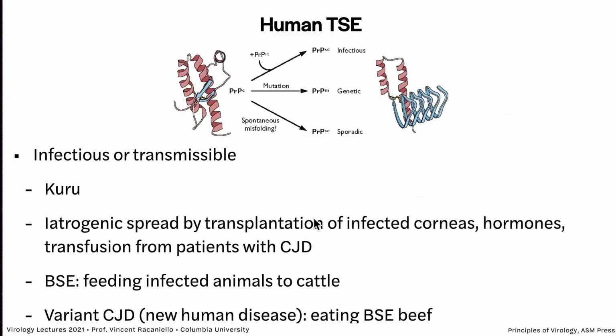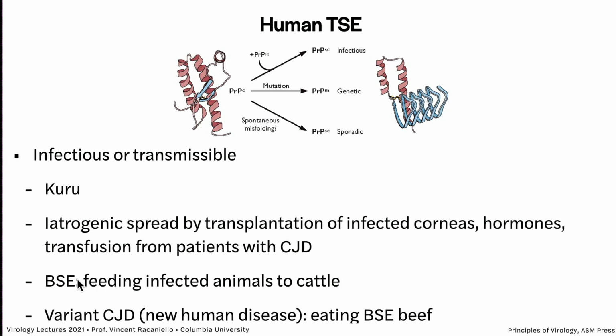There are a couple of different kinds of human infectious TSEs. There's kuru, which I'll tell you about in a moment. There's infection of people by the transplantation of corneas, hormones, or transfusion of blood from patients who had CJD. We didn't know it because they had no symptoms. Cornea transplants, production of hormones from humans, all of this has been shown to infect people with prion diseases.